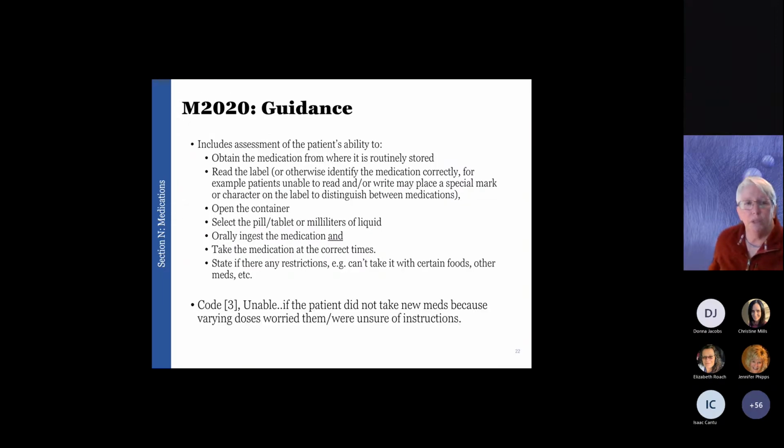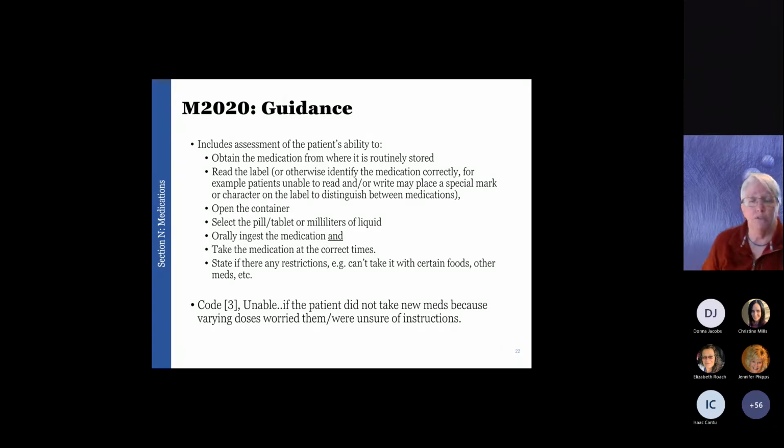So the clinician should be looking at the assessment of the patient's ability to obtain the meds from where they're routinely stored. Can they read the label? Can they open the container? Can they select the correct pills or tablets or milliliters of liquid, whatever the situation might be? Can they orally ingest the medication? Are they choking on it like I am here right now? Can they take the medication at the correct time? Do they have a plan to take it at the correct time? And can they state if there are any restrictions?